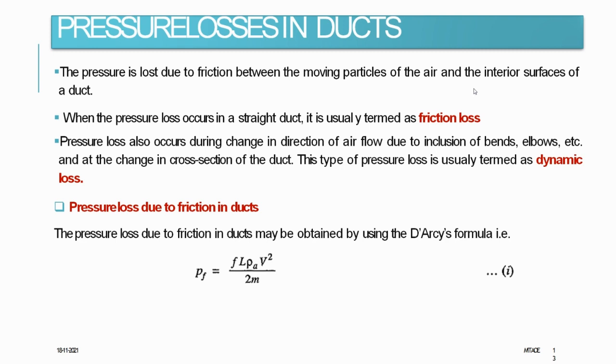Now we have to find the pressure loss due to the friction in duct. The pressure loss due to friction in duct may be obtained by using the Darcy formula. What it gives: Pf is equal to f l rho A V square upon 2m. So we will see all the terms here.